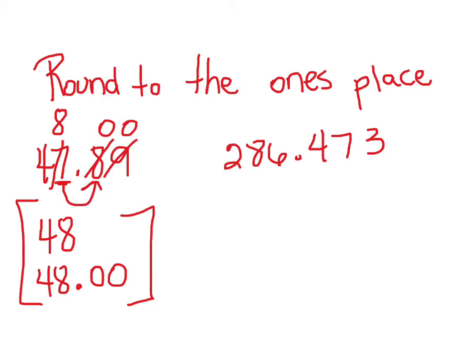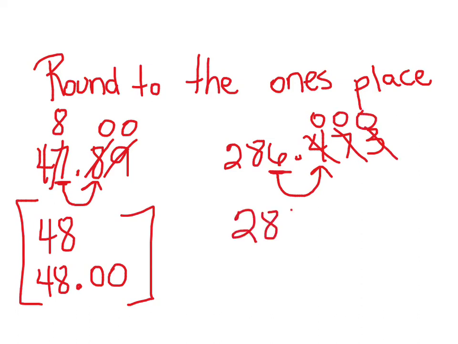Round to the ones place for 286 and 473 thousandths. The 6 is in the ones place. The 6 goes to the 4. The 4 tells the 6 to rest, which means stay the same. And the 4, the 7, and 3 all become zeros. So your answer is just 286. You can even say 286 and then 3 zeros. Okay, so that's round to the ones place.